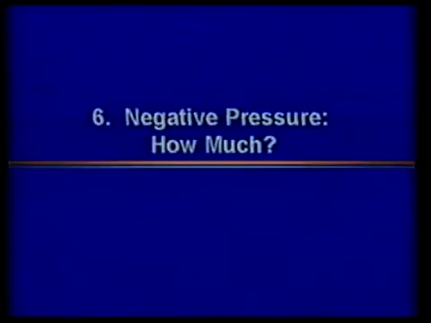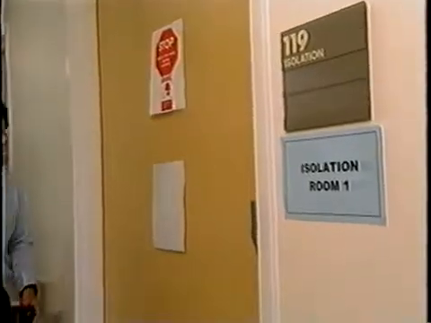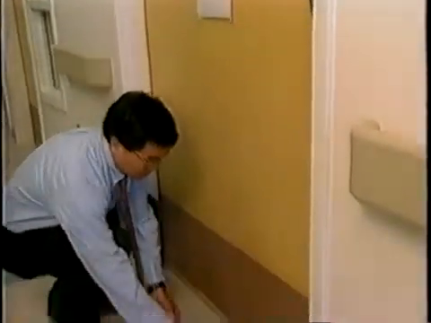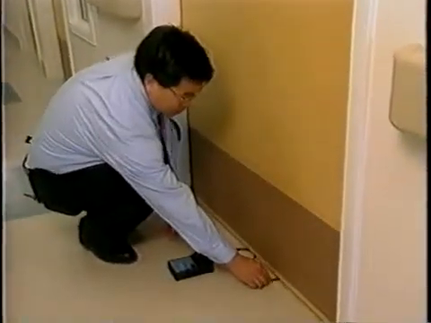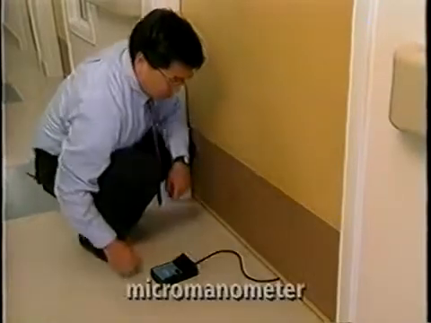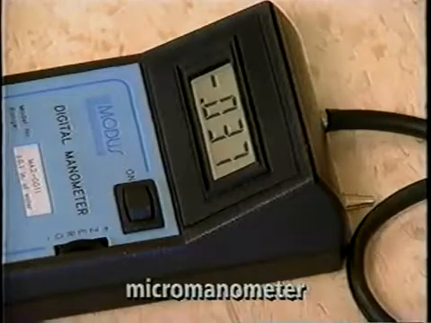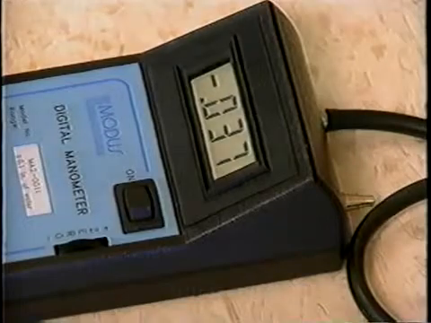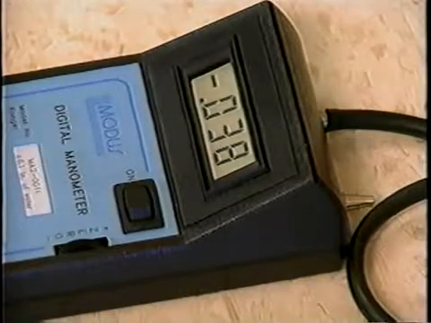Once negative pressure has been verified, the next step is to measure the strength of the pressure difference. There are 3 ways to measure the pressurization of a room. You can measure the pressure difference directly with a room pressure monitor or a micromanometer. This will tell you how much the pressure is in the room compared to the corridor or anteroom.